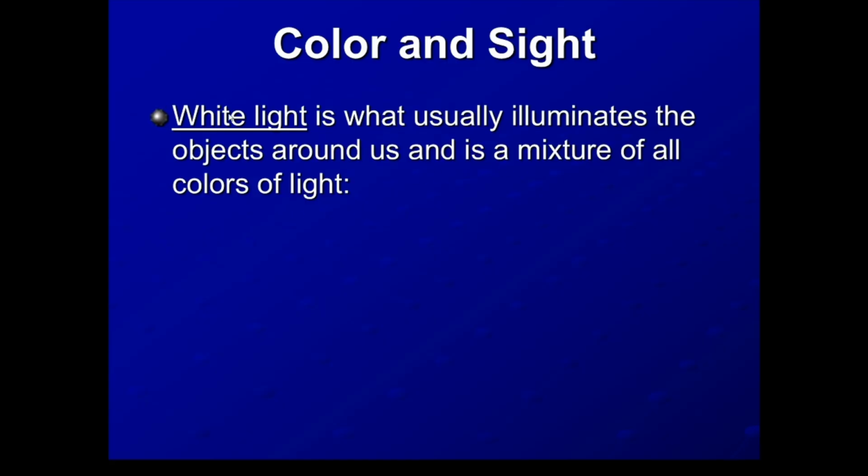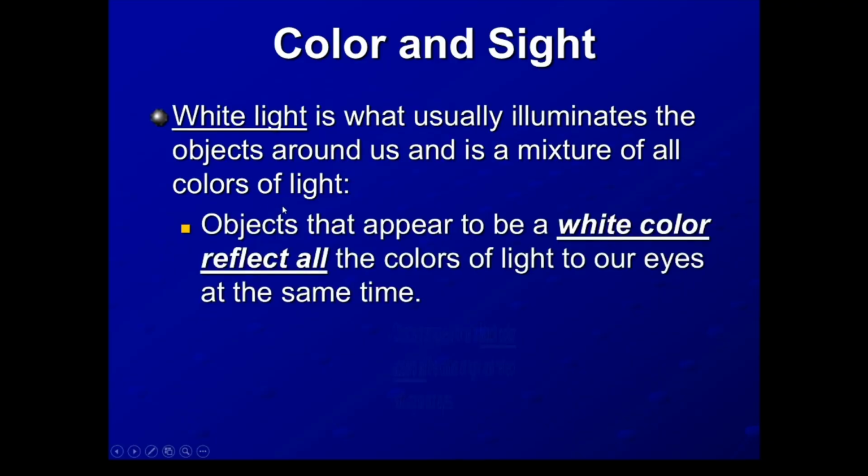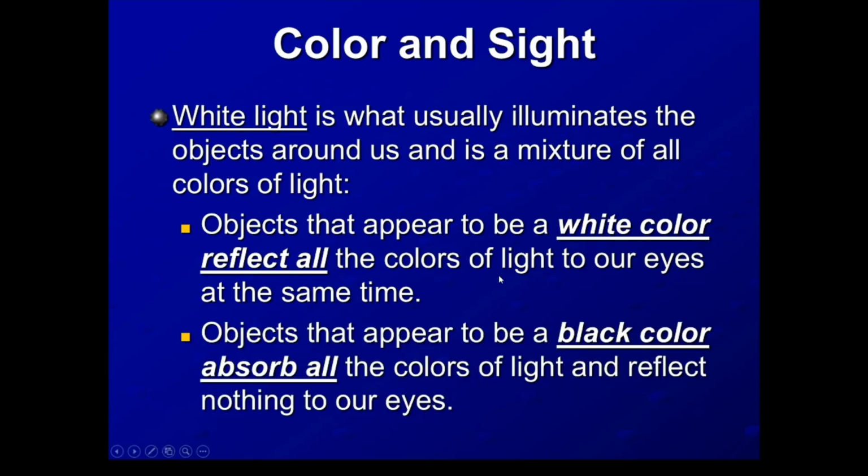So white light, I've mentioned this before once or twice, but white light, which is for instance what the sun gives off, or most light bulbs can give off a certain shade of white light. It is a mixture of every single color of light that exists. And we talked about additive mixing and things like that. So objects that appear to be white in color, all they are doing is reflecting all the colors of light to our eyes at the same time.